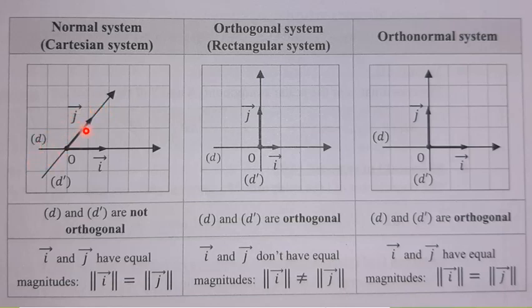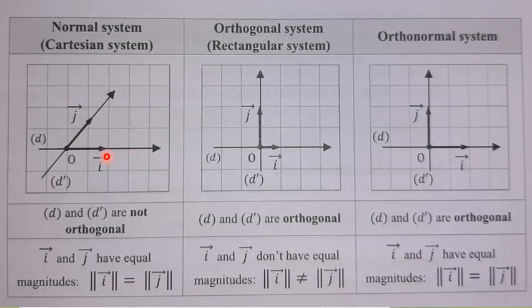Second one, orthogonal system. So D and D prime are orthogonal, perpendicular. So we have perpendicular straight lines. So vector I and vector J are not equal, do not have equal magnitudes. So it's an orthogonal system because we have orthogonal straight lines. So the vectors are orthogonal.